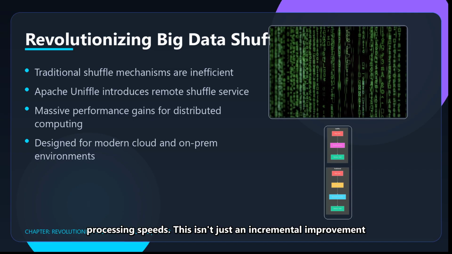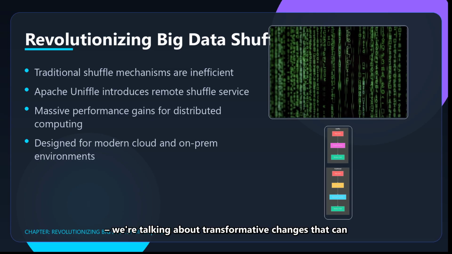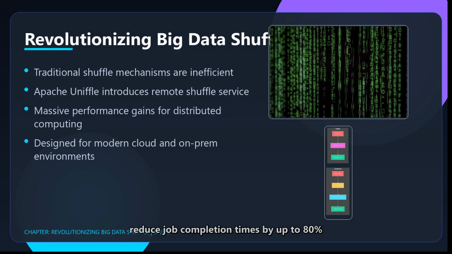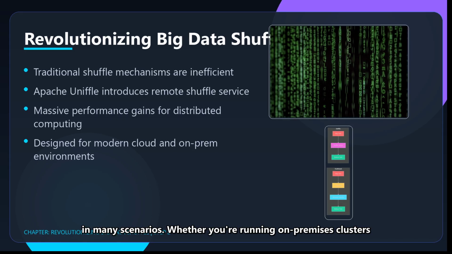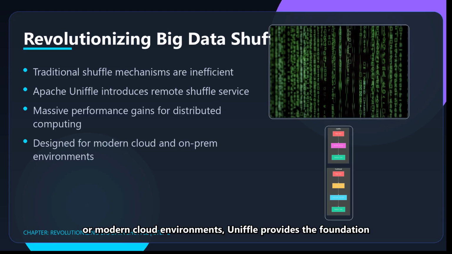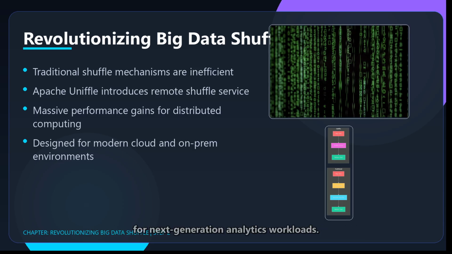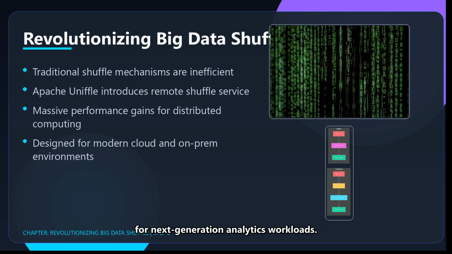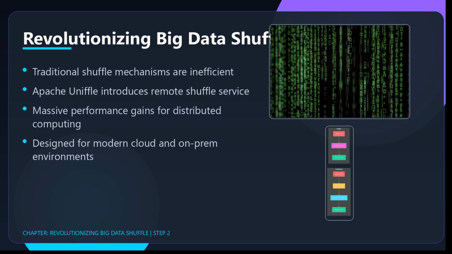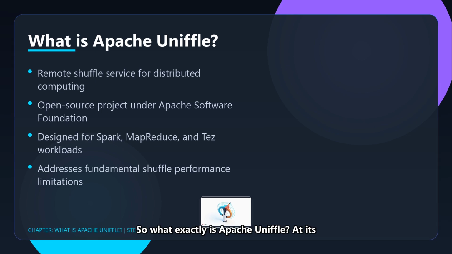This isn't just an incremental improvement, we're talking about transformative changes that can reduce job completion times by up to 80% in many scenarios. Whether you're running on-premises clusters or modern cloud environments, Uniffle provides the foundation for next-generation analytics workloads. So what exactly is Apache Uniffle?